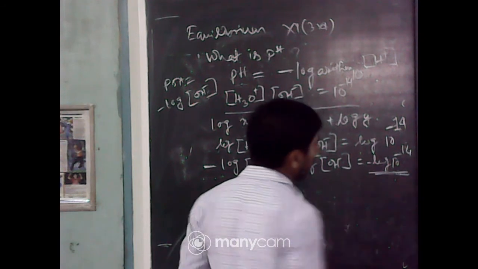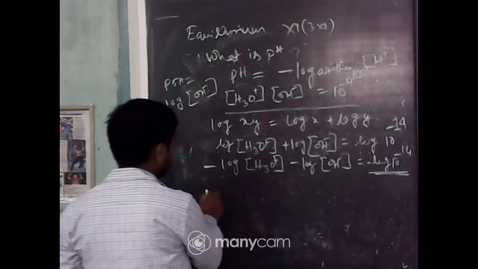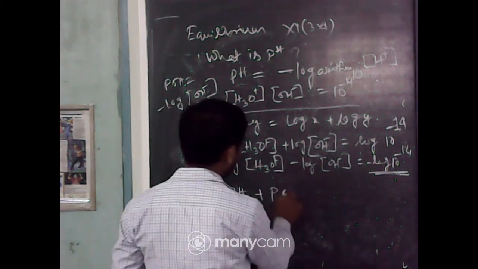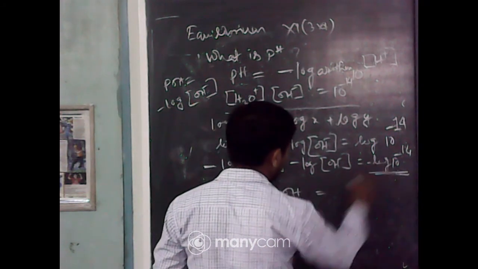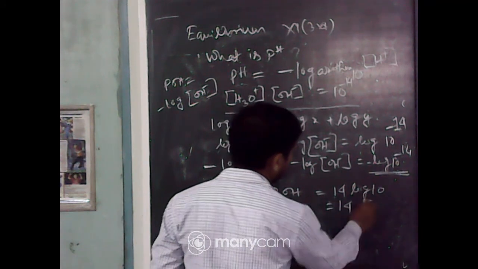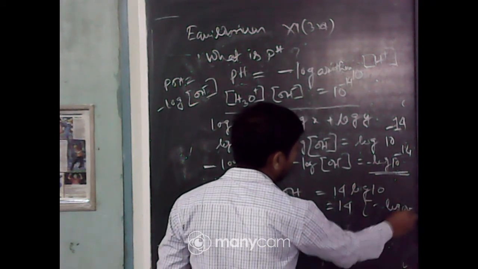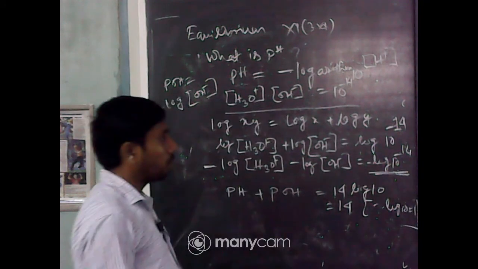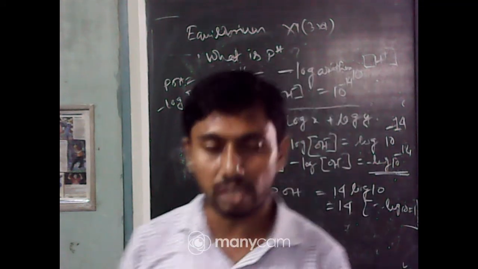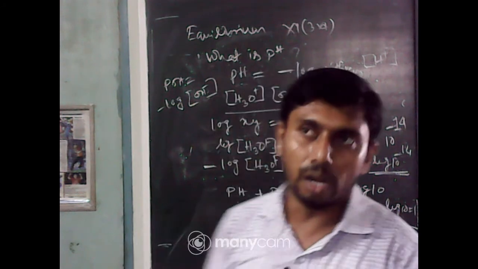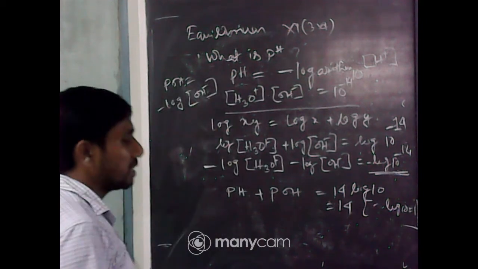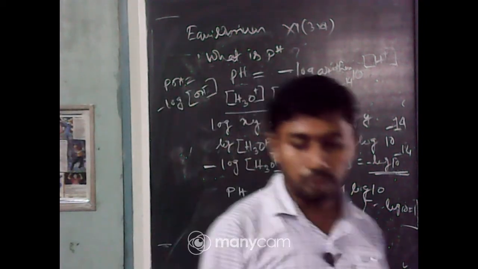Here we will apply log x to the power y. Here it is equal to pH plus pOH, that is equal to 14 log 10. So, it is equal to 14 because log 10 is equal to 1. You have to remember the data of log 1, log 2, log 3, log 5 and log 7. These 5 data you have to remember for the calculation, because we can simplify all the equations to this form.